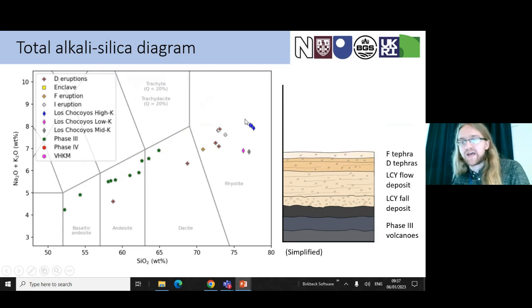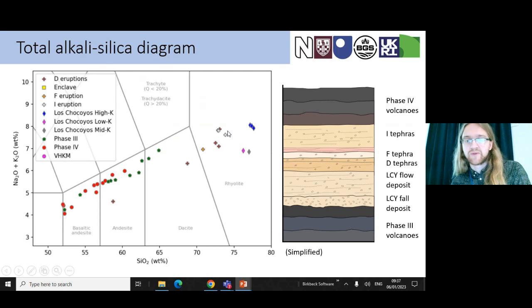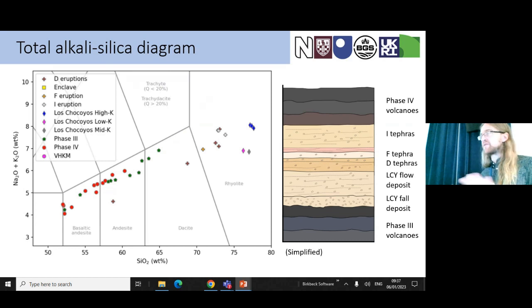These are known as the D, F, and I tephras, and we won't really go into too much detail about them because we don't really have time, but they're also really fascinating deposits. And then finally, the resumption of stratovolcano activity occurs and we get the three stratovolcanoes, San Pedro, Atitlán, and Tolomán.